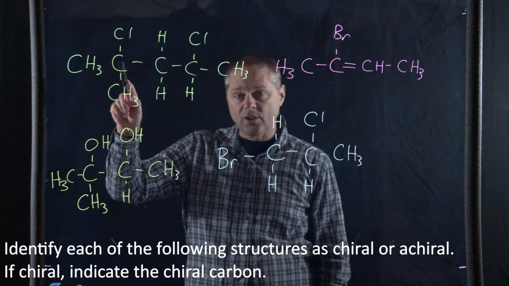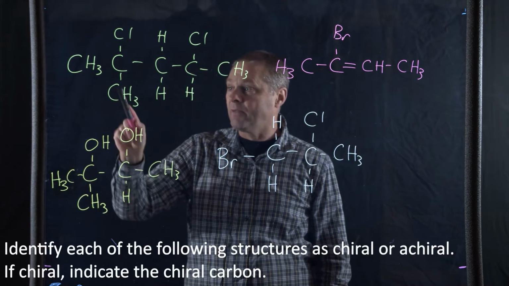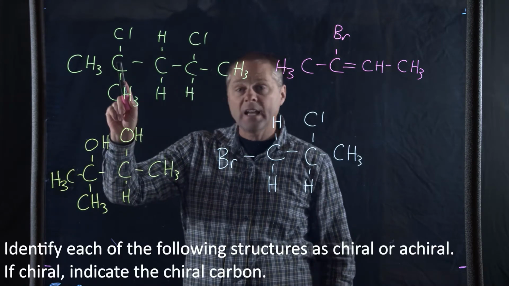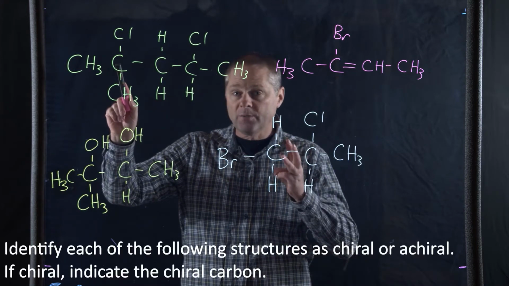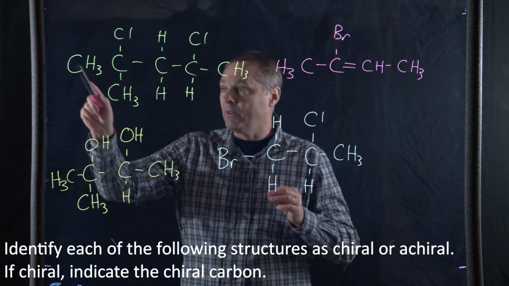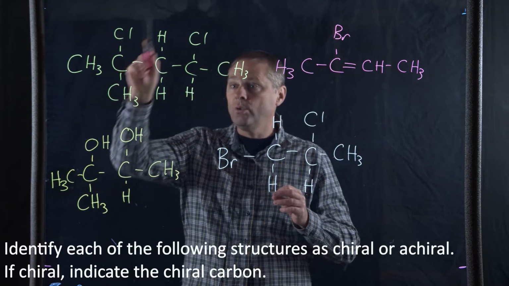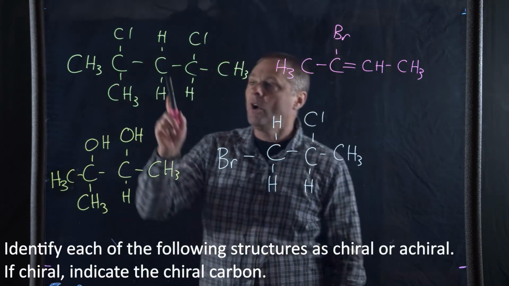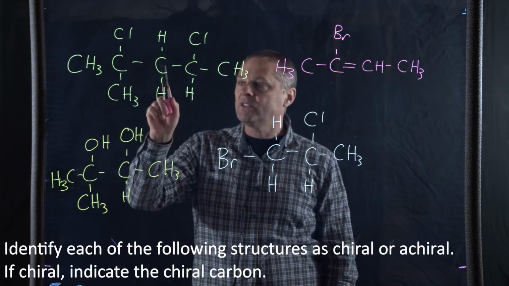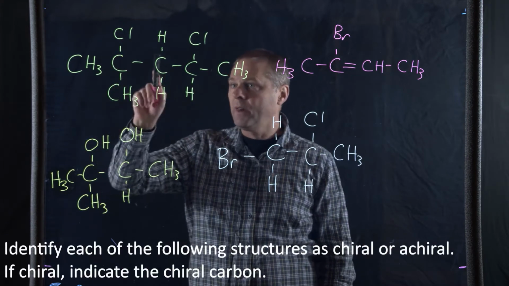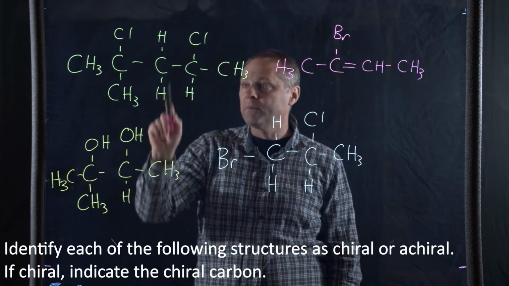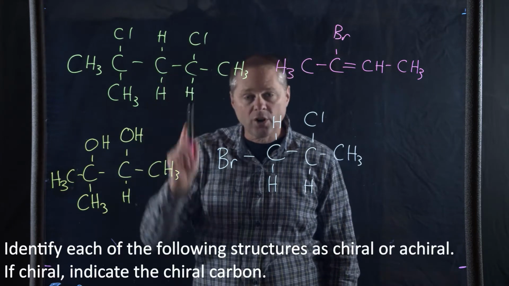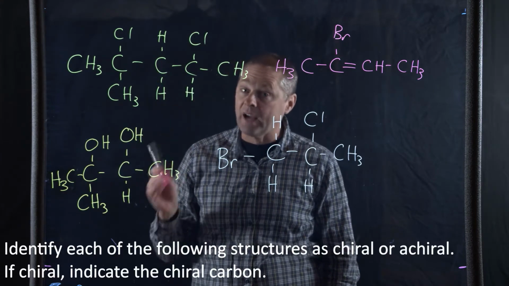Now we look at the next carbon. It's going to have 2 methyl groups bonded to it, so there's only going to be 3 different types of groups bonded to this carbon. We have 1, 2, and then all of this is going to be a group, and that would be 3. We move on to the next carbon. This carbon is going to have one group here and another group here, but it happens to have 2 hydrogens. So this carbon is achiral, or not chiral.